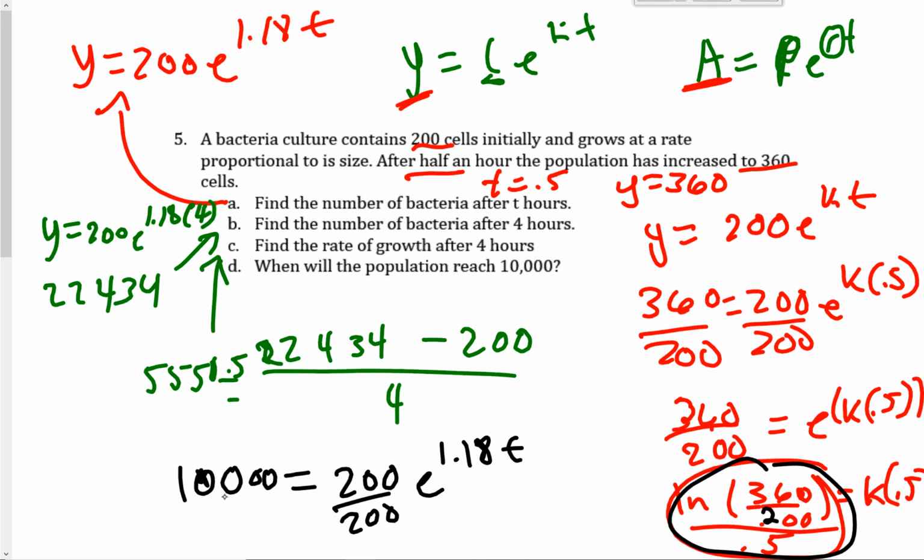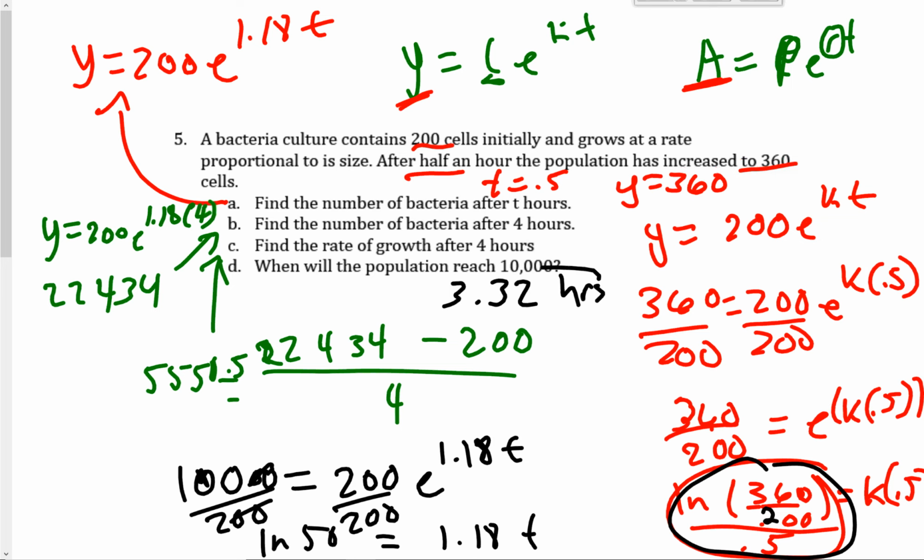There we go. So I divide by 200, and then I would take the ln of that. So I'll cross out those two zeros. That's 50. So ln of 50 equals 1.18 t. So divide ln of 50 by 1.18 equals 3.31. So 3.32 hours. How many hours it would take, approximately.